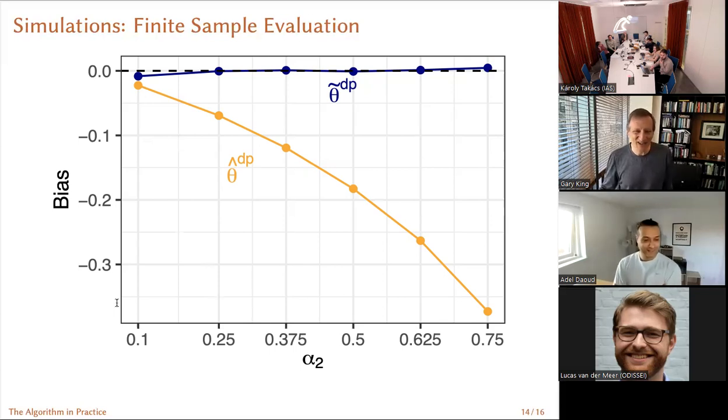And so the vertical axis is bias, where there's zero bias up here and more bias as you go down. Obviously, this is the amount of censoring. As the amount of censoring goes up, the uncorrected estimate has more and more bias, but our corrected estimate has essentially zero bias the whole time.